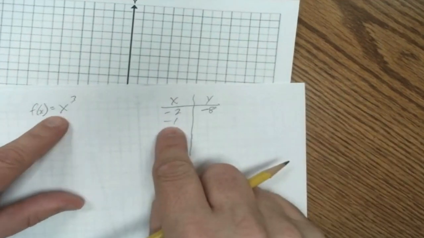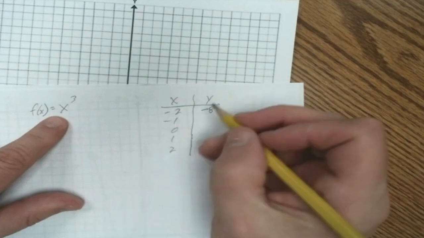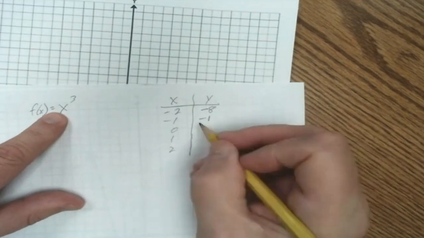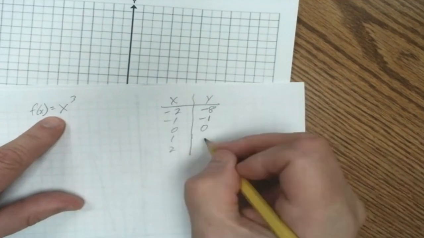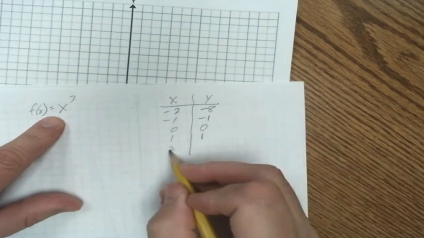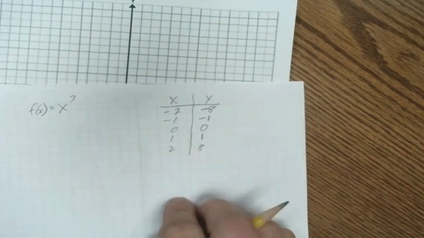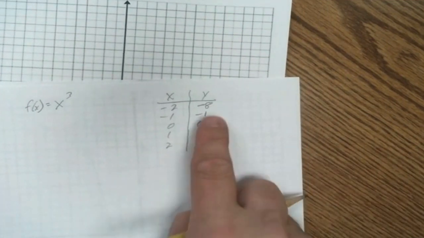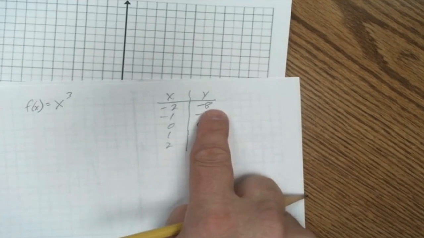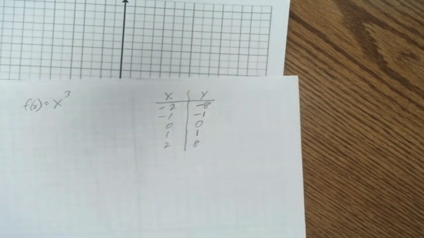-1 to the third power. -1 times -1 times -1 is -1. 0 times 0 times 0 is 0. 1 times 1 times 1 is 1. 2 times 2 times 2 is 8. So what we see is we get the same number for 2 and -2, except for different sign. So the ones on this side are negative, ones on this side are positives.